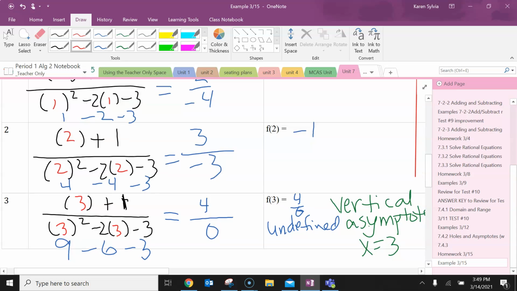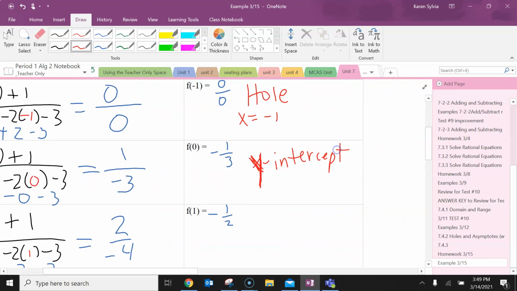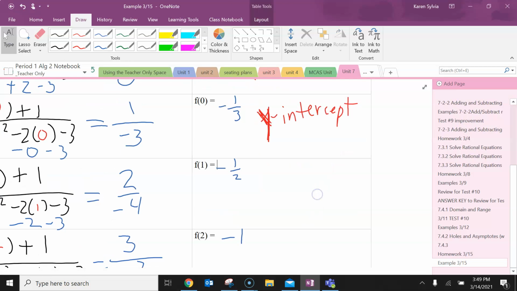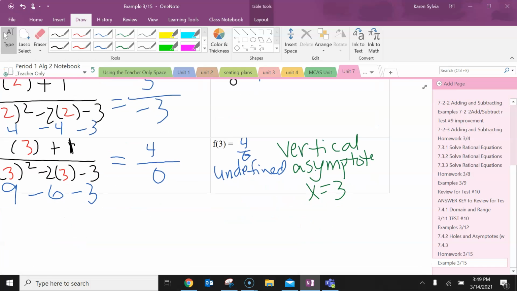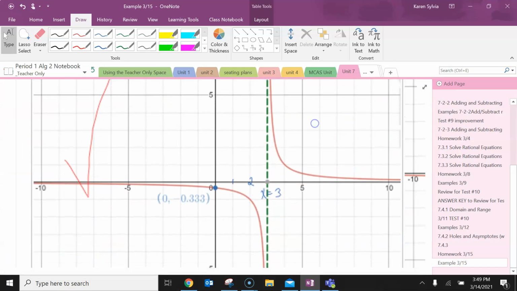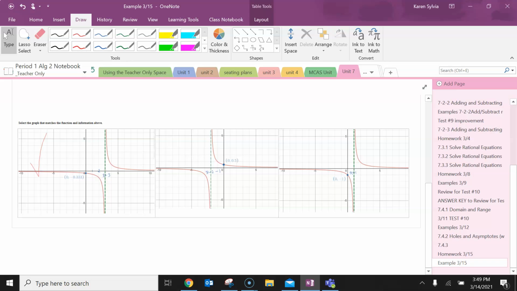So now on my graph, to look at what constitutes the matching graph, I want to look for the y-intercept being at negative 1/3, and a vertical asymptote, that's the easiest one to identify, is at x equals 3. So when I come down here, I have 3 graphs to consider. And when I look at my first graph, the asymptote is in the correct place. The y-intercept is also in the correct place. And in this case, my hole is not clearly graphed.